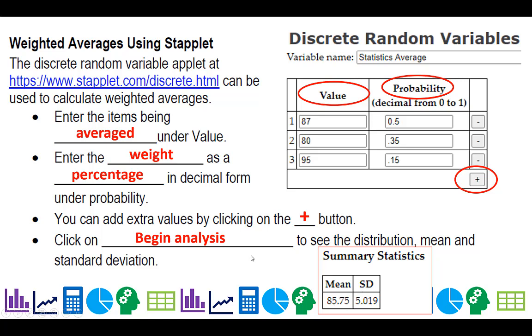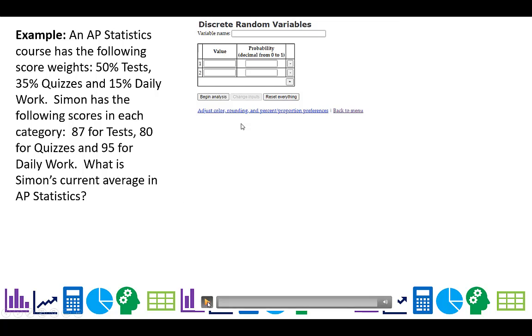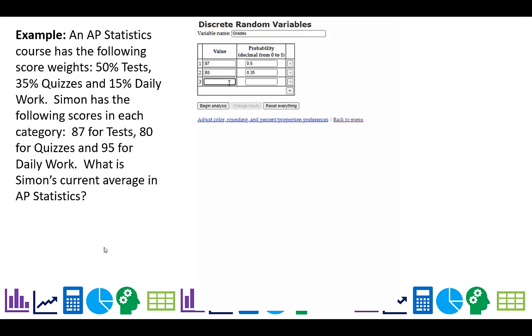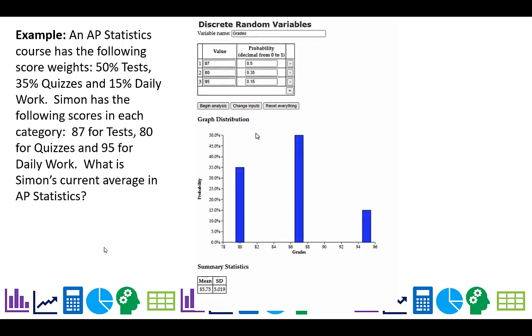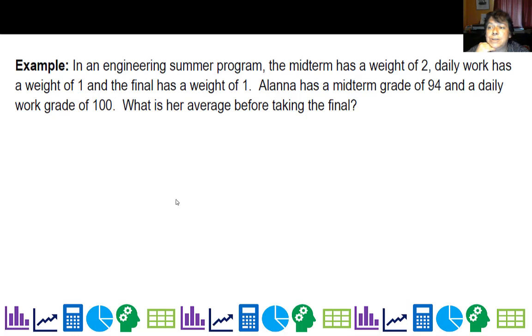So I'll show you how to enter it again right here. Here we have the variable name, always a good idea, right? And then we put in the grade and its weight, and then the next grade and its weight. We have to add a column. If I try to do Begin Analysis right now, the nice thing is it knows if your fractions or your decimals don't add up to 1. So it's a nice proof to make sure you set it up properly. And there you can see at the end there is the mean and the standard deviation for high school students.